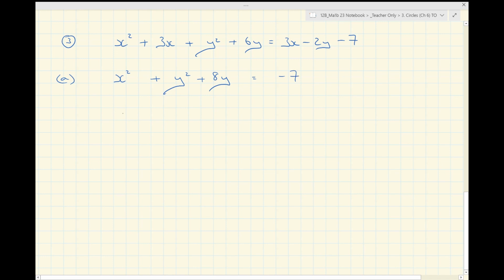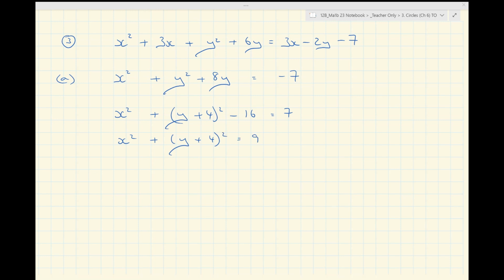Right, so to turn this into the form that I'm used to, I'm going to complete the square here on the y's, and then I'm going to add 16 to both sides. Okay, so now I can read off the centre of the circle will be (0, −4), and the radius of the circle is the square root of 9, which is of course 3. Okay, part B.